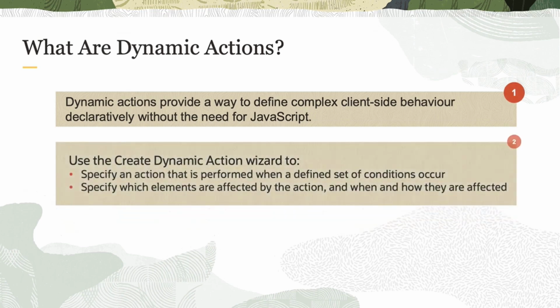Using the Create Dynamic Action wizard, you specify an action that is performed when a defined set of conditions occur. You can also specify which elements are affected by the action and when and how they are affected.